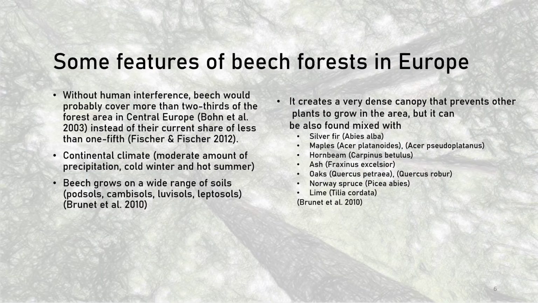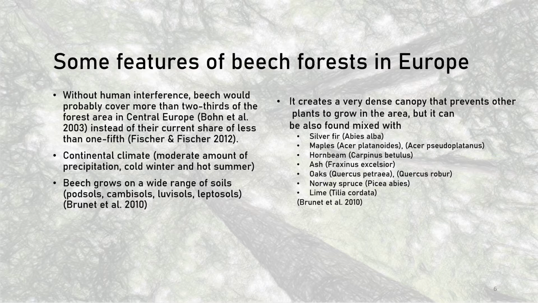So, some features of the beech forest in Europe. As we said, beech forest grows mostly where there is continental climate, and this tells a lot about beech forest itself because it's quite a flexible and adaptable type of forest, and it grows where there is a moderate amount of precipitation, cool winter and hot summer. It also grows in very different kinds of soils that can range from acidic soils to basic soils. Here I put some examples like podsols, cambisols, luvisols, leptosols.